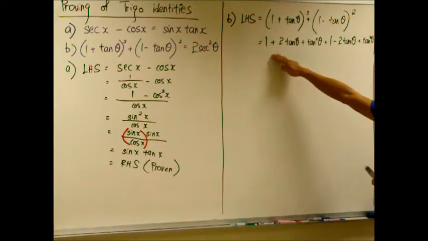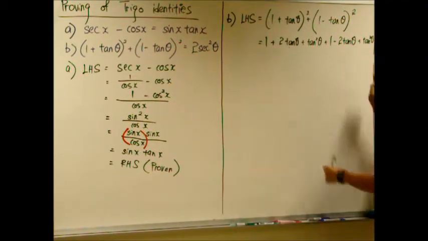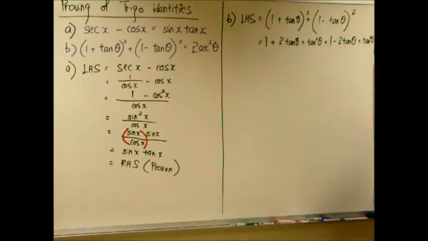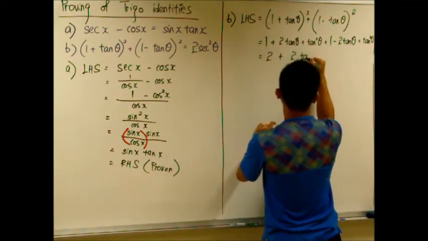Let's expand the bracket, and this is what you have. Notice we need to simplify everything. 2 tangent theta minus 2 tangent theta, tangent theta will be gone. So what is left if you simplify? This is what we have.